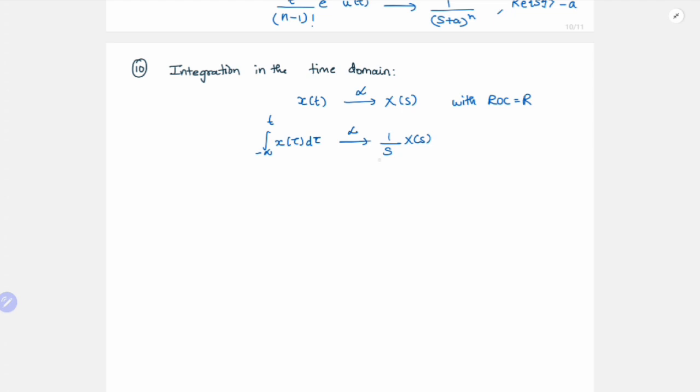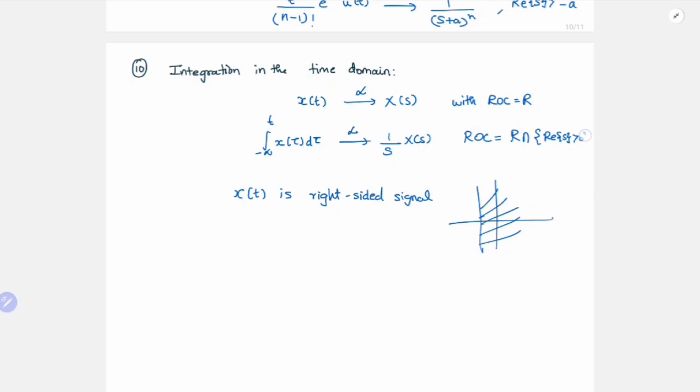So now you can see this extra factor of s. So there is a pole at the origin. If this R is such that it has the origin also as part of the region of convergence, that is not possible, right? And usually x of t is a right-sided signal, because otherwise it is difficult for it to converge. So if we make these assumptions, then your ROC will be R intersection real of s greater than 0.